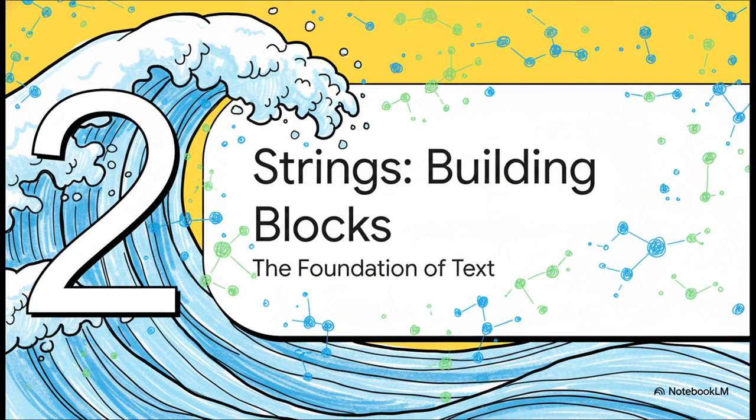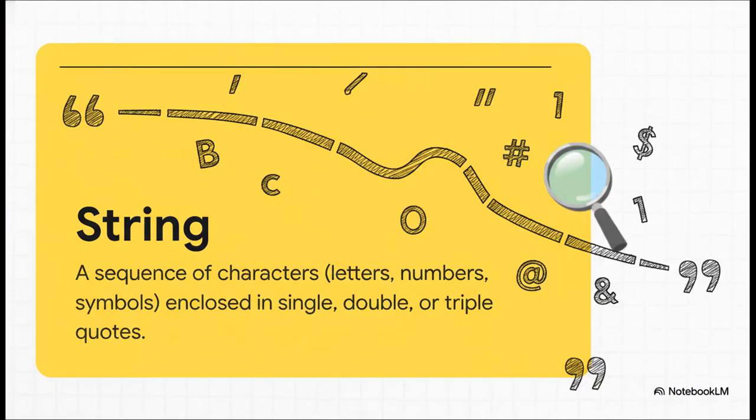Okay, so if text is this massive ocean of data, then strings are the water molecules. They are the absolute fundamental building block for handling any kind of text in Python. So let's get to know them a little better. So what exactly is a string? Well, on the surface, it's simple, just a sequence of characters wrapped up in some quotes. But here's the secret sauce. Python sees a string as two things at once. It's a single object, but it's also a collection of individual characters. And that duality, that's what gives us all the power to manipulate it.